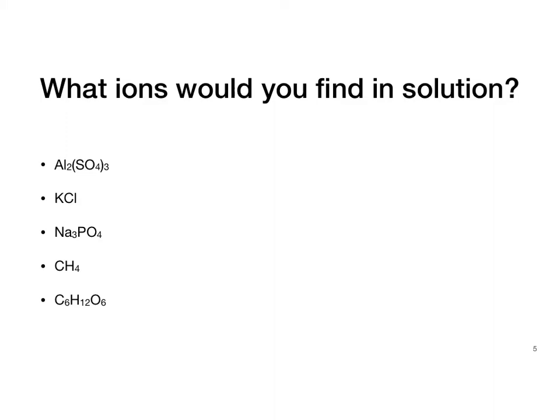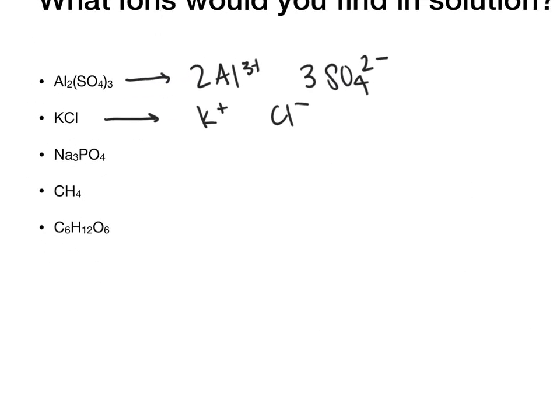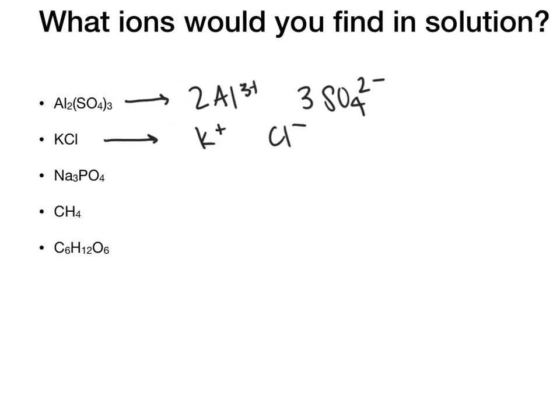You should be able to look at some of these components and say, oh, it breaks into two parts. In this case, you're going to have 2 Al3+ and 3 sulfate ions. If you remember back to the polyatomic ion table we met in chapter 2, and the periodic table, which is like our best friend, we'll be able to see those components. For potassium chloride, that's going to dissolve into 1 K+ and 1 Cl− when it dissolves in solution. So what about sodium phosphate? We're going to get 3 Na+ and 1 PO4 3−.